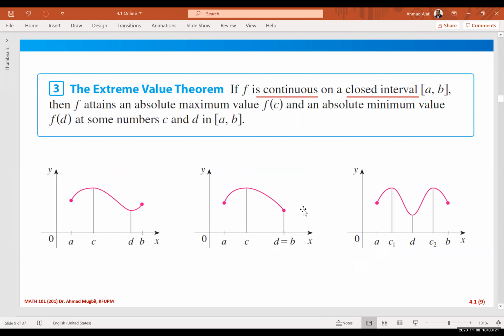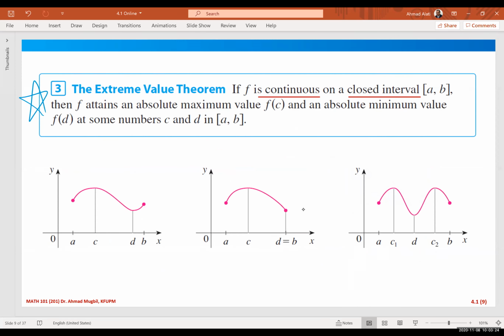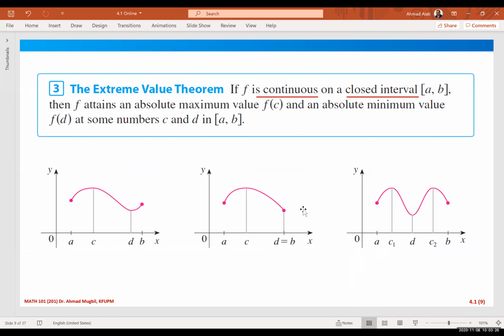The extreme value theorem, what does it say? It is an important theorem. This theorem says that if f is continuous over a closed interval, then for sure, 100%, it has both an absolute maximum and an absolute minimum inside this interval. And this is clear, by the way.